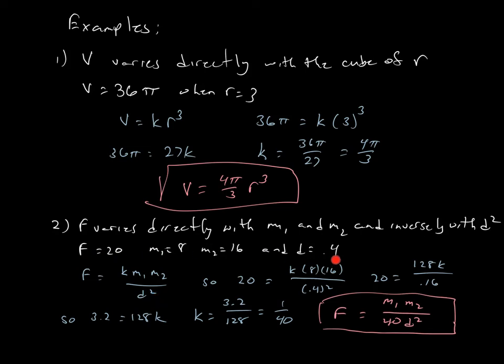And now plugging these values in for f, m1, m2, and d, I get 20 equals k times 8 times 16 over 0.4 squared. So 20 equals 128k over 0.16. Multiplying both sides by 0.16 to get rid of the fraction, I get 3.2 equals 128k. And so k equals 3.2 over 128, which does reduce to 1 over 40. So I know k would be 1 over 40. So when I put 1 over 40 there, our mathematical model would be f equals m1 times m2 over 40 times d squared.